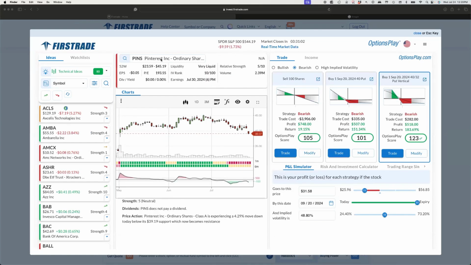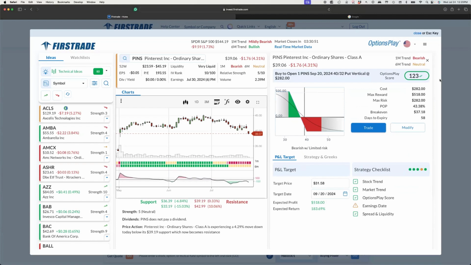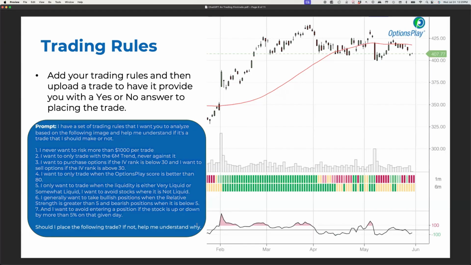So I'm going to use Pinterest, for example. Let's say Pinterest reports earnings next week, and I want to take a bearish view here on Pinterest. So what I can do is take this entire prompt that I've now written for myself. I took the time to write out my rules. In this particular case, it took me about 10 minutes to write these rules.